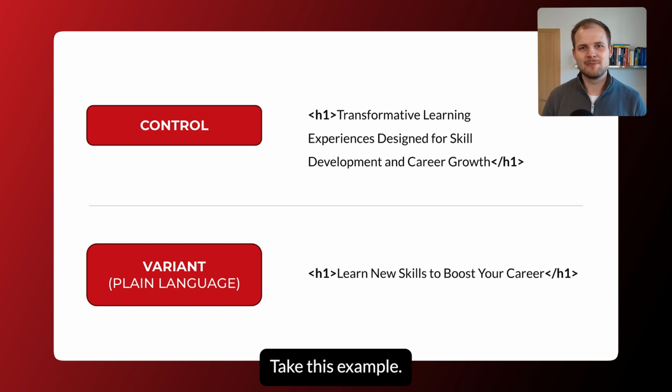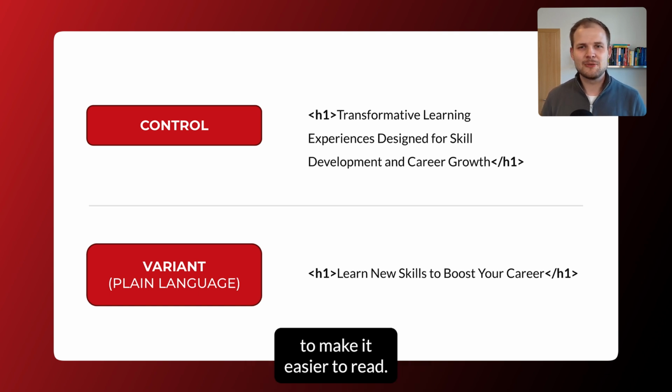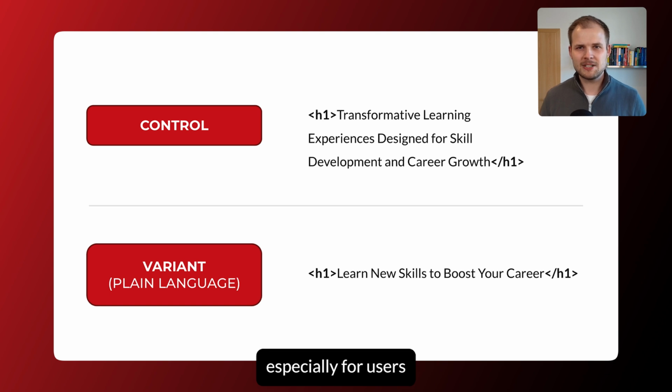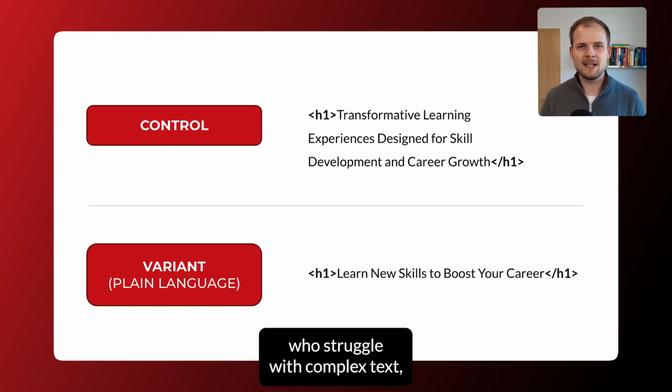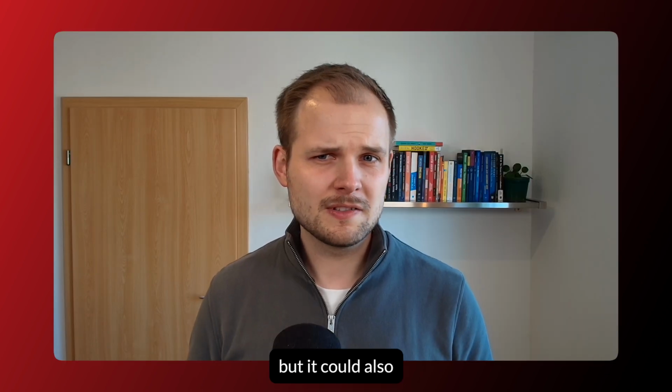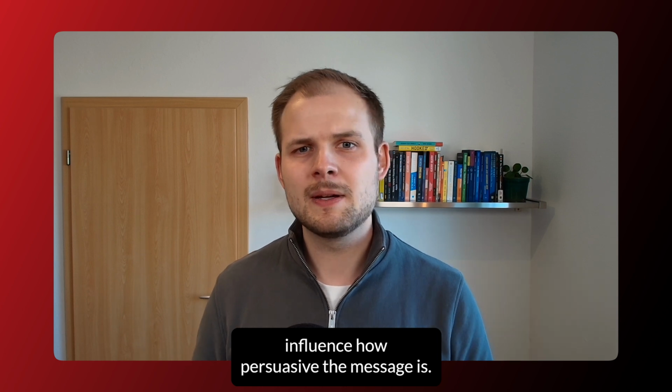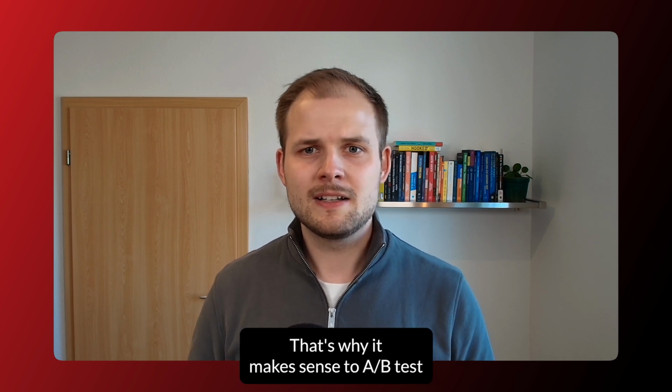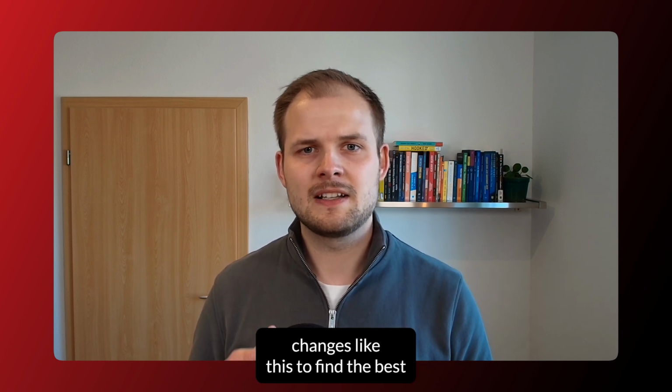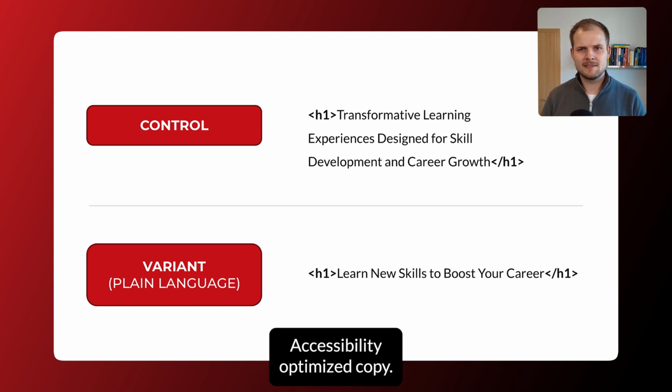Take this example. We've simplified a headline to make it easier to read. That's great for accessibility, especially for users who struggle with complex text. But it could also influence how persuasive the message is. That's why it makes sense to A/B test changes like this, to find the best accessibility optimized copy.